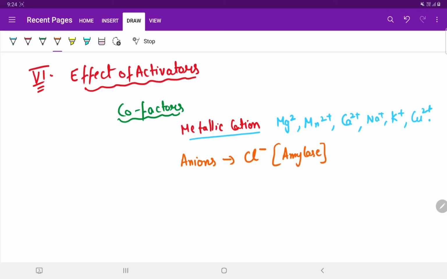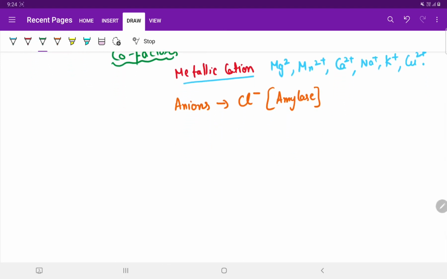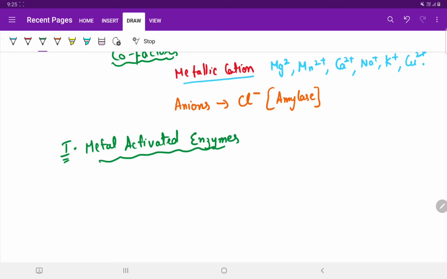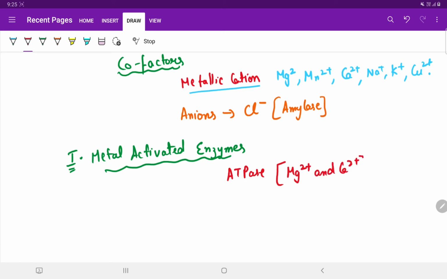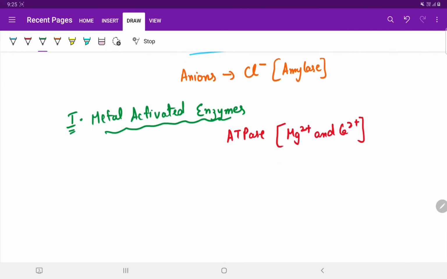So, two categories of enzymes requiring metals for their activity are distinguished. The first one is the metal activated enzymes. Under this comes the example of ATPase, which is governed by magnesium and calcium. In this case the metal is not tightly held by the enzyme and can be exchanged easily. So, the metallic ions are loosely bound.